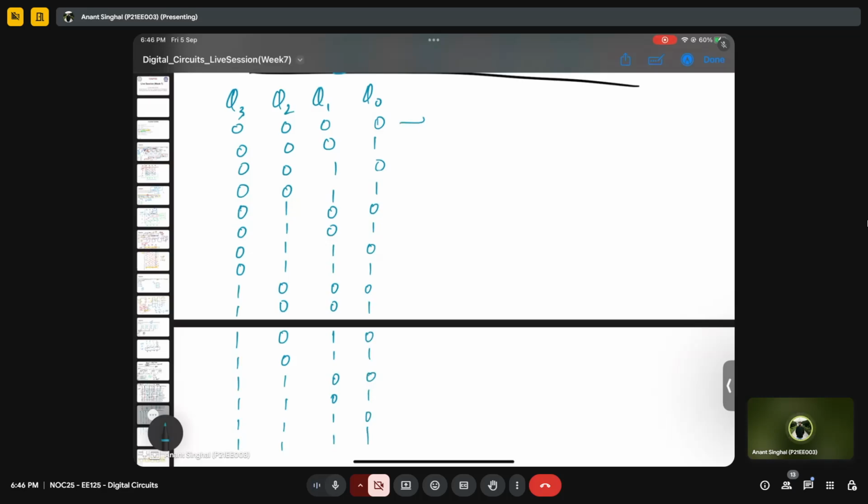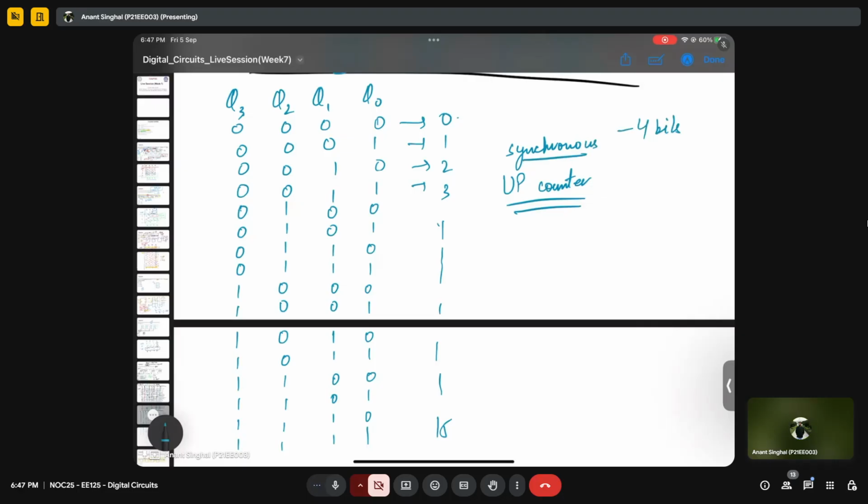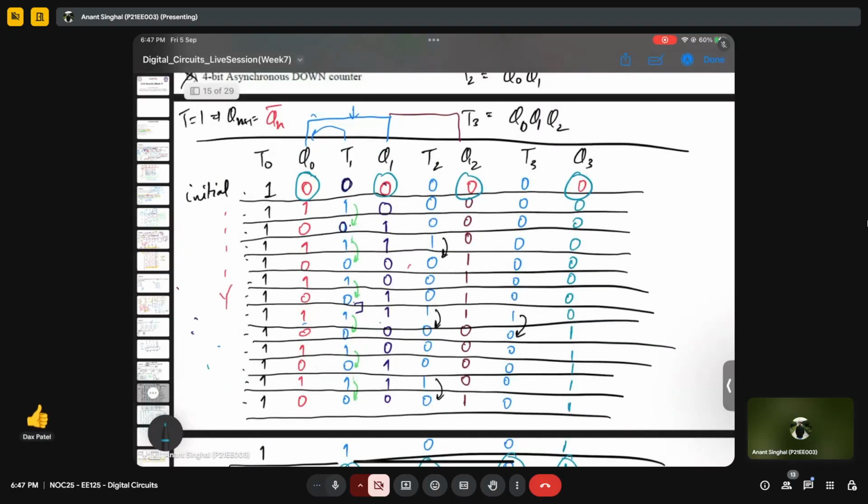Yeah, so basically in decimal it is 0, 1, 2, 3, and so on. It will go till 15. So it is counting from 0 to 15. So this is nothing but an up counter. And since it has the same clock, this is a synchronous up counter, and it is 4-bit because it has 4 flip-flops. Is this clear to everyone? The problem and how we have extracted this table.